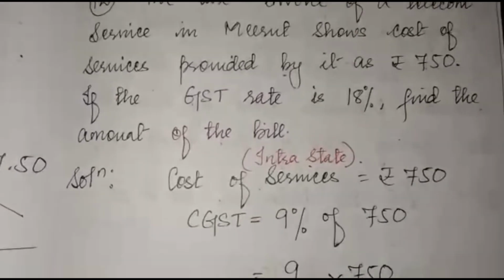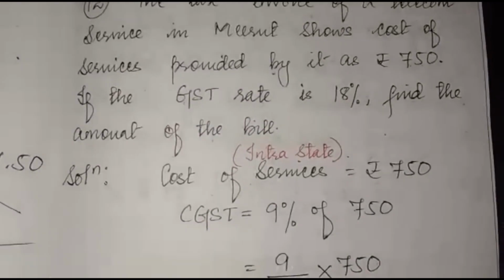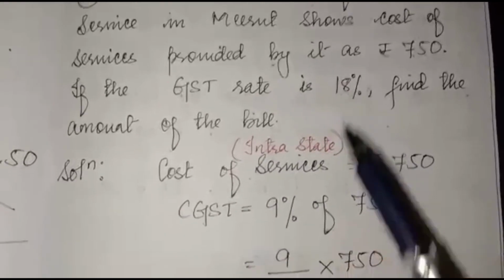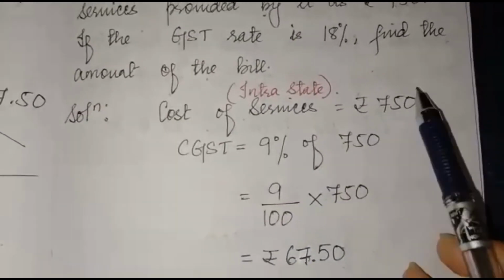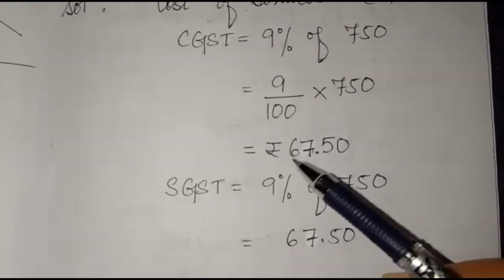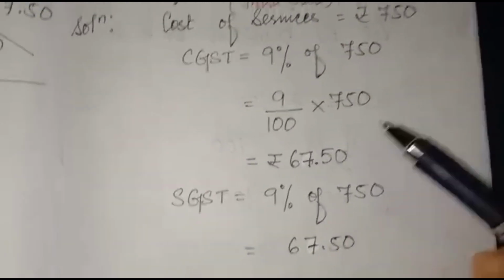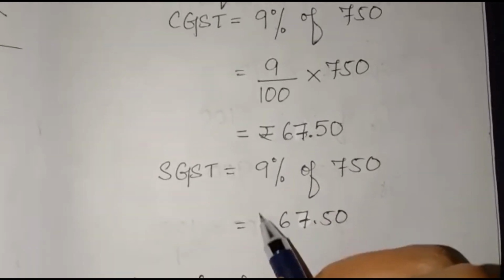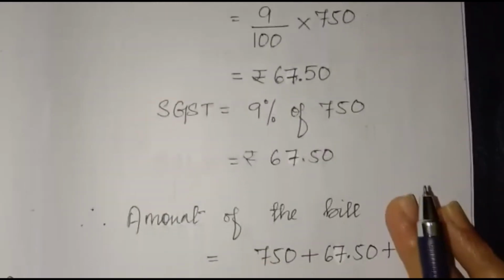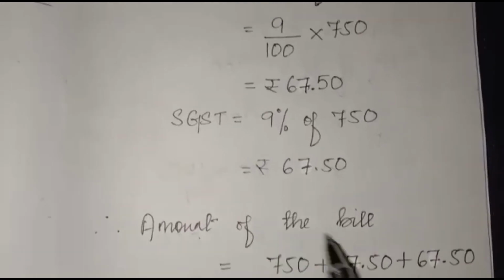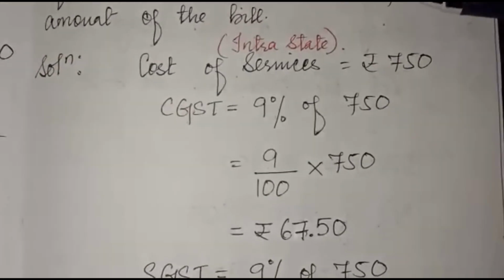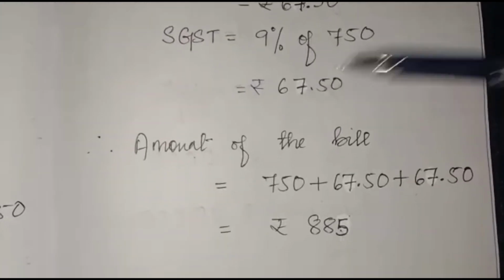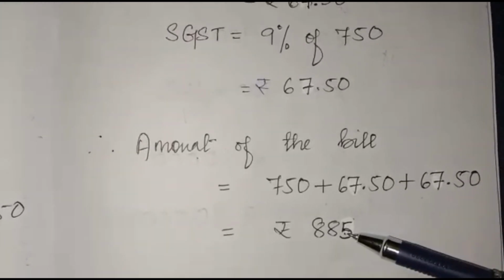In intrastate, two types of GST are applicable, CGST and SGST. So CGST will be half of 18, that is 9%. 9% of 750 is rupees 67.50. If CGST is this much, SGST will be equal, rupees 67.50. Now we have to find the amount of the bill. To find the amount of the bill, you have to add this 750 plus CGST plus SGST, which is 885.